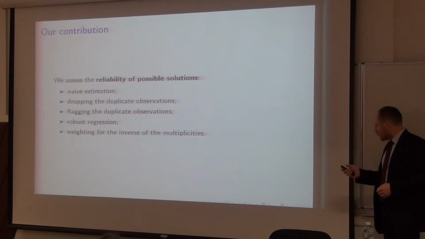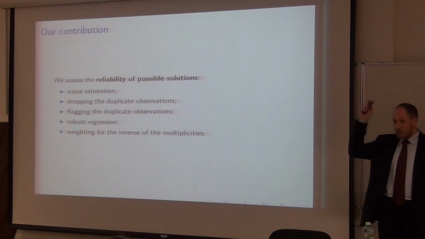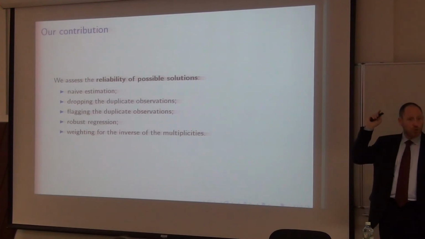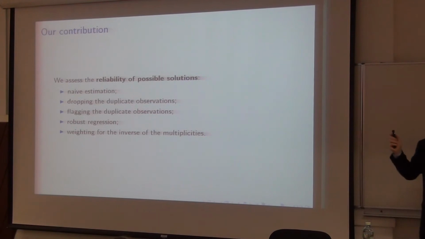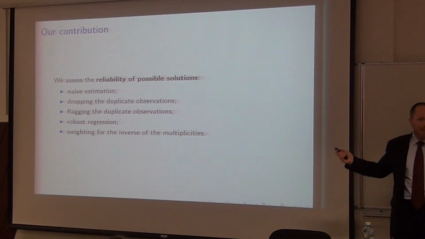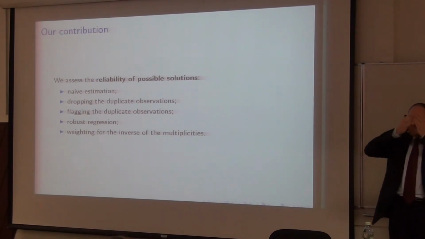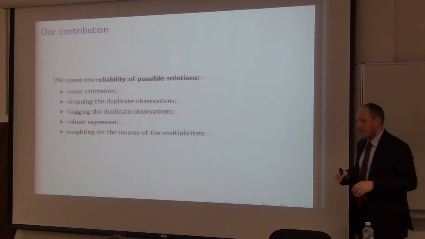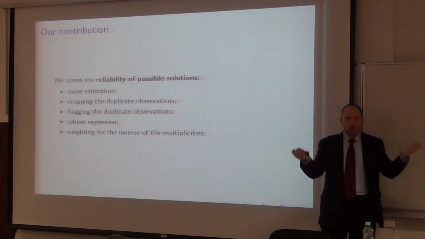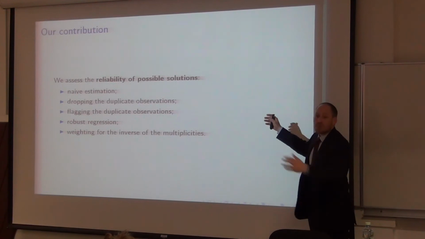The second part of the contribution is what we can do about it. So once we know if there is an error in the estimates due to duplicated records, what can we do about it? The policy conclusion. We assess the reliability of possible solutions. The first one, the most simple one, naive estimation. Naive means that we put ham on our eyes and we run regressions. It means that we ignore the presence of duplicated records and we get our result. And we have it.